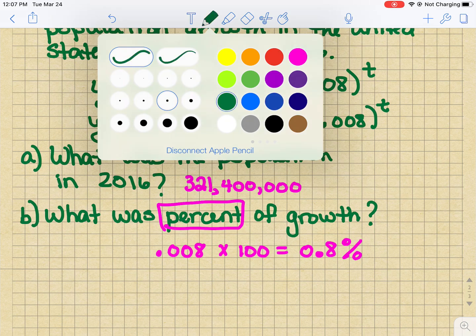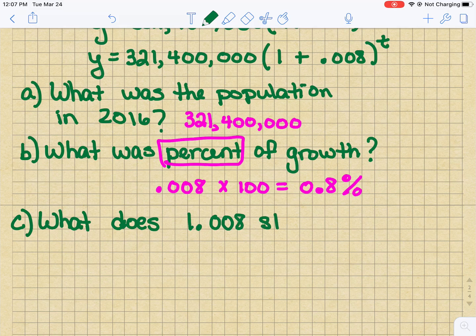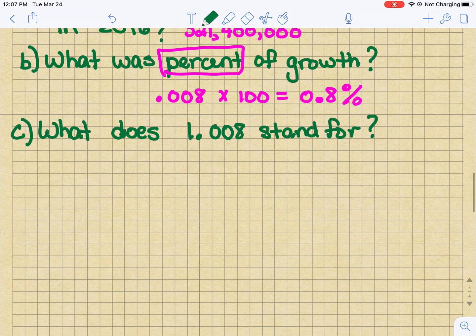And then C, I kind of answered for you already, so I'm going to just leave that there and see if you can answer it. And if not, you can ask me later. What does 1.008 stand for? And I'm going to leave that. And if you can't figure it out, you can come to my office hours and ask me. Okay? And then the final question is going to be this, D.